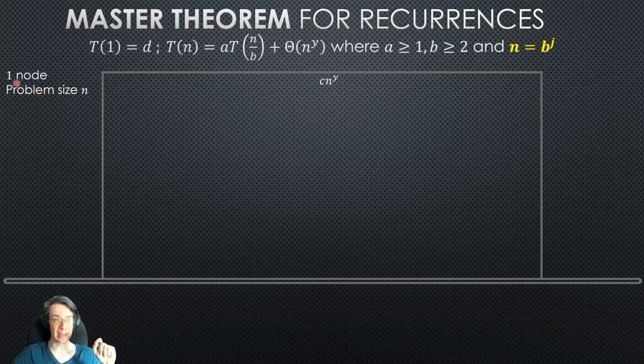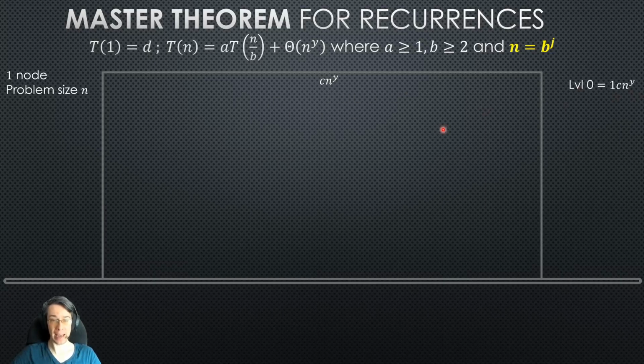Here, I'm going to do a little bit of summary analysis at each level. On the left side, I'm going to say how many nodes there were at this level and what the problem size was at this level. And on the right side, I'm going to calculate the total complexity at this level. So at this top level, we have one node with a problem size of n, and the total complexity is 1 times cn to the y.